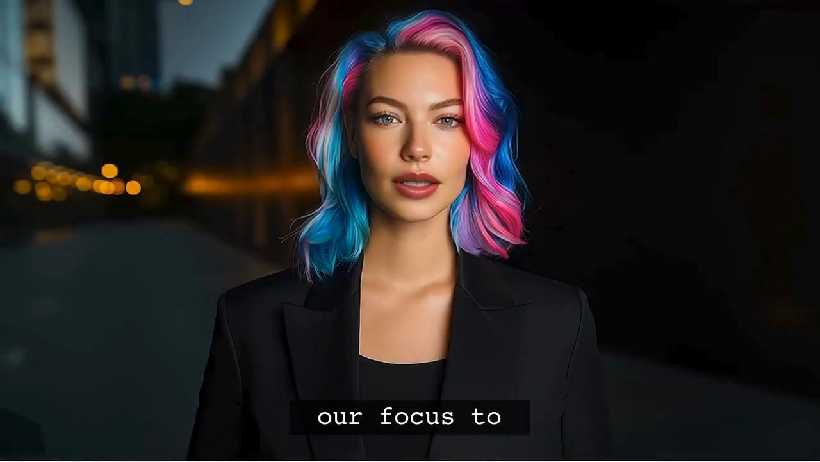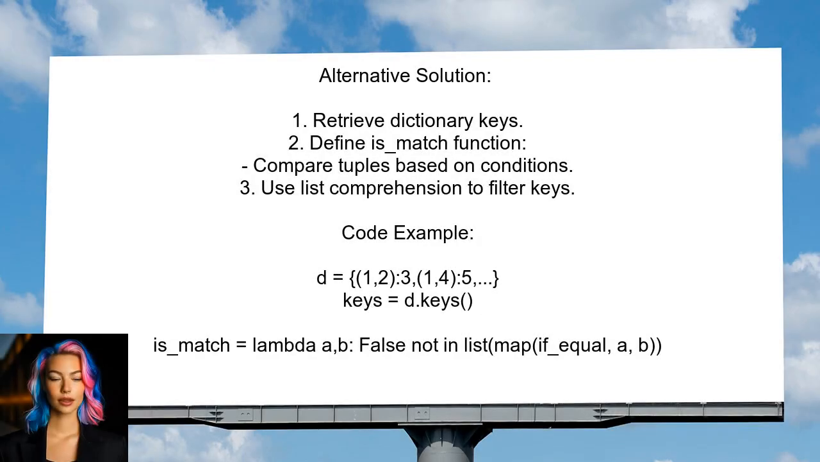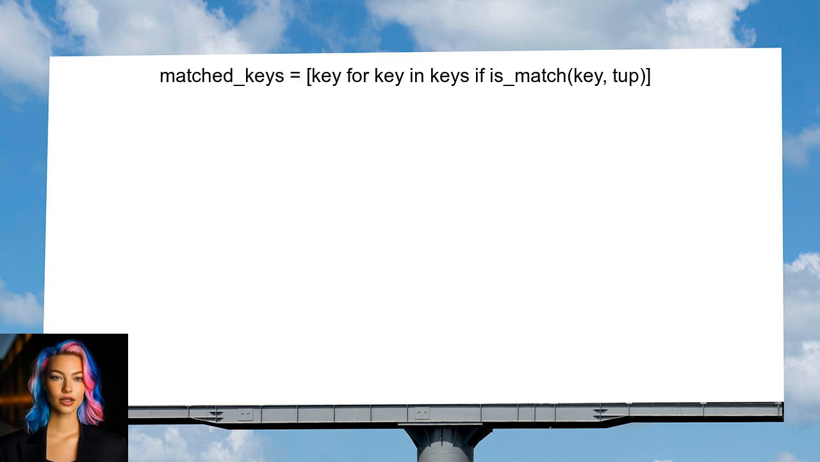Now, let's shift our focus to a different response. An alternative approach involves defining a function to check if two tuples match based on specific conditions. First, retrieve the dictionary keys. Then, create a function called isMatch that compares two tuples. This function uses a helper to check if each element is equal or if either is none. Finally, use a list comprehension to filter the keys based on the match function.